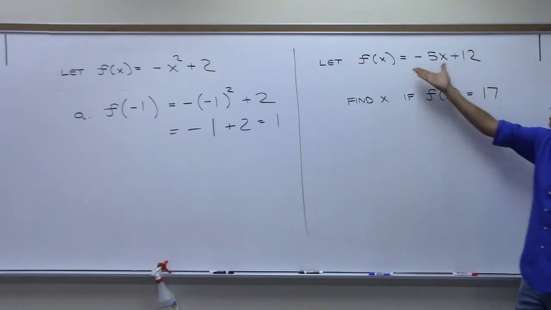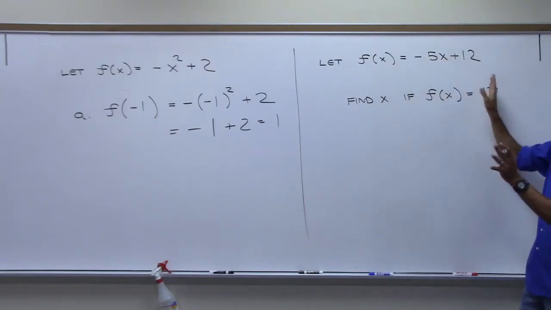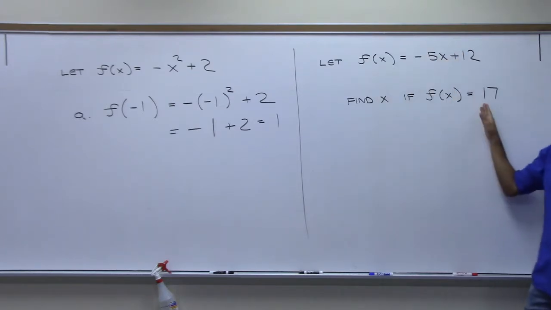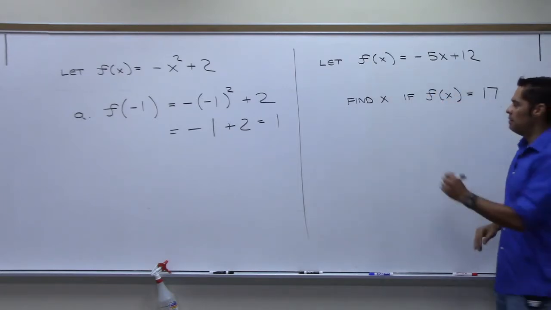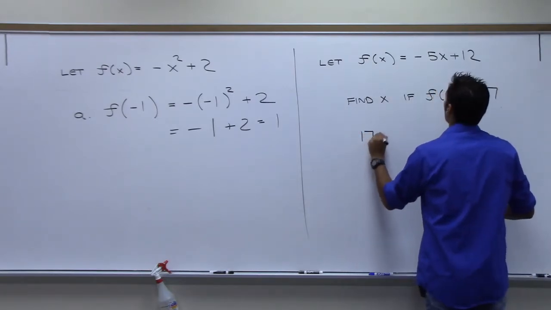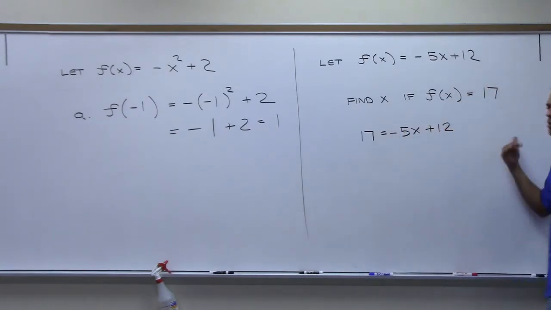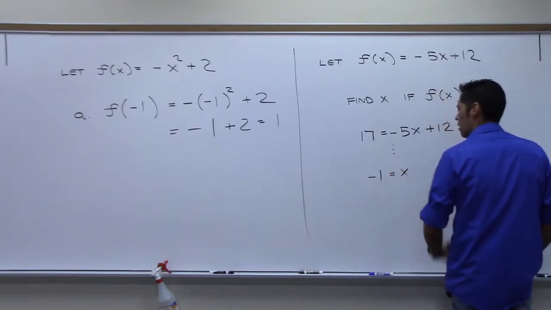So I'm going to rewrite this equation, but instead of replacing the x with 17, I'm actually going to replace f of x with 17. So I'm going to replace this side, the output side, 17 with negative 5x plus 12. And then I just go about solving the way I did before for x. And what is it? Quickly, I'm not going to work through it. Negative 1. X is negative 1.